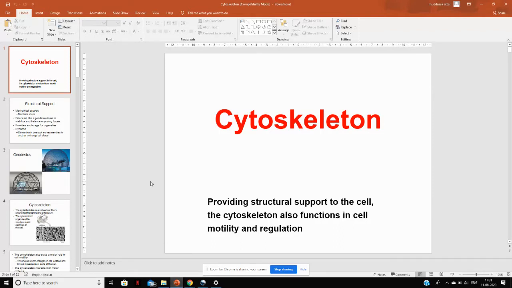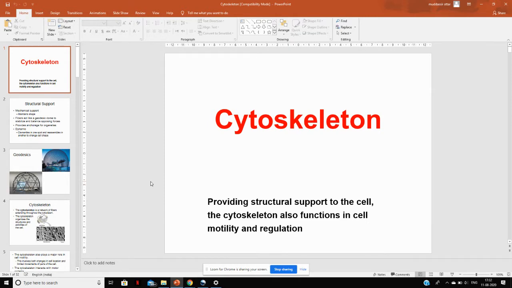So today we will learn regarding the cytoskeleton. Cytoskeleton is something which will provide structural support to the cells. As you can see on the screen, the basic definition has been mentioned there: providing structural support to the cell. Cytoskeleton also functions in cell motility and regulation.